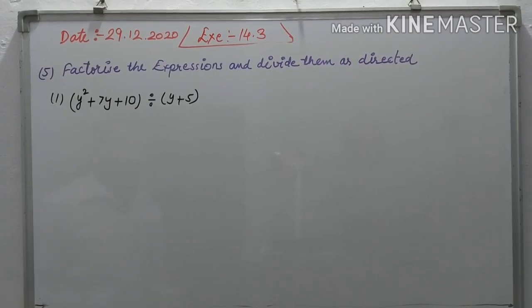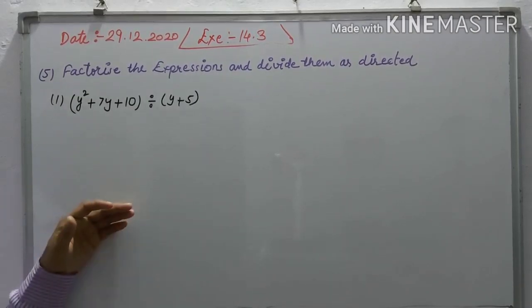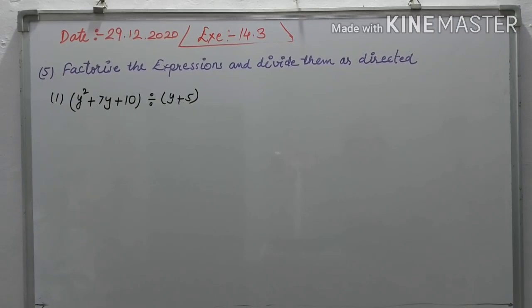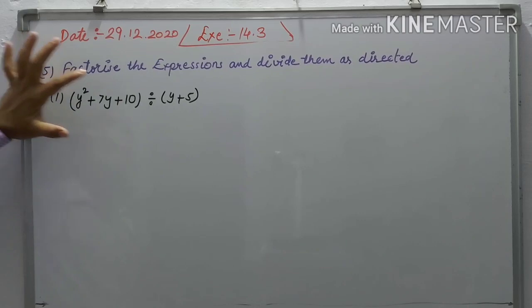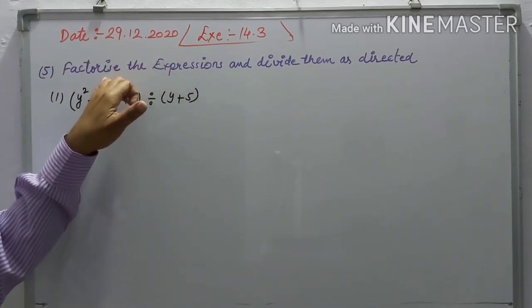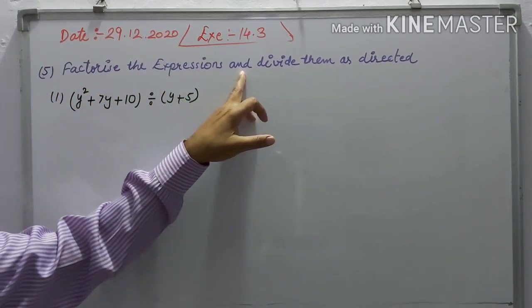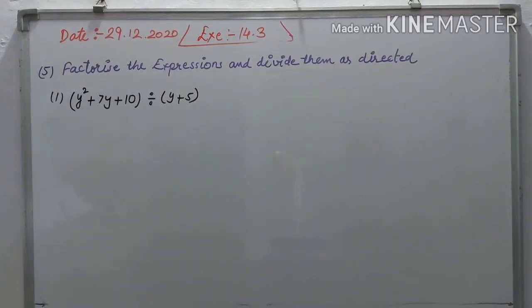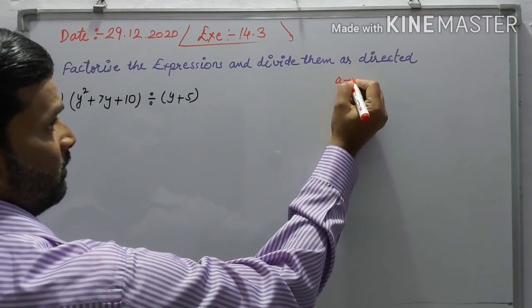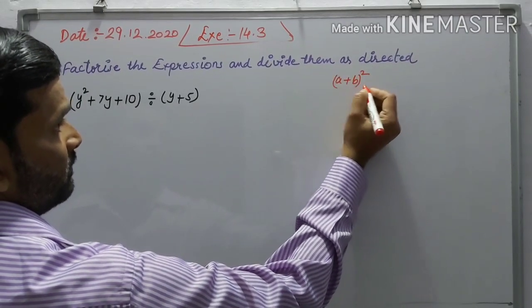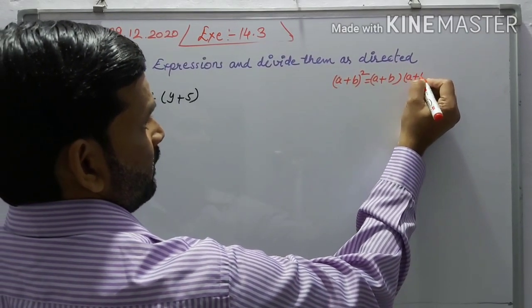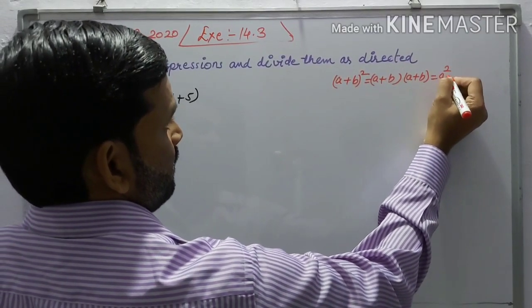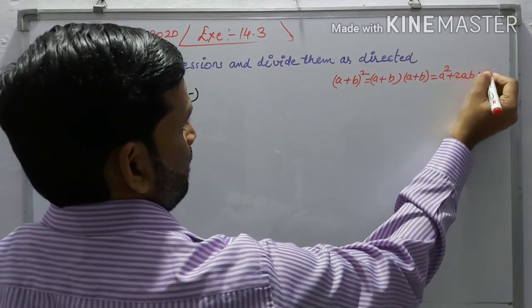Question number 5 is a simple division. Now we start question number 5. It's called factorize the expressions. First we factorize the expression, then after that divide as directed. Okay, so first we factorize. The factorize law is (a plus b) whole square is a square plus 2ab plus b square.